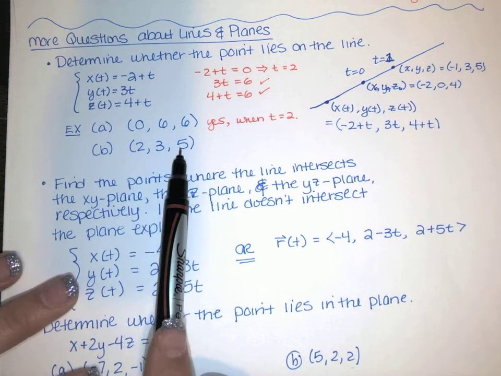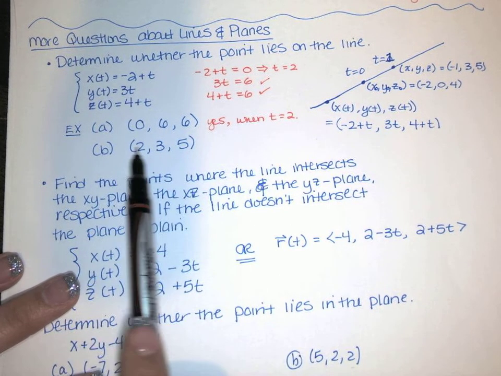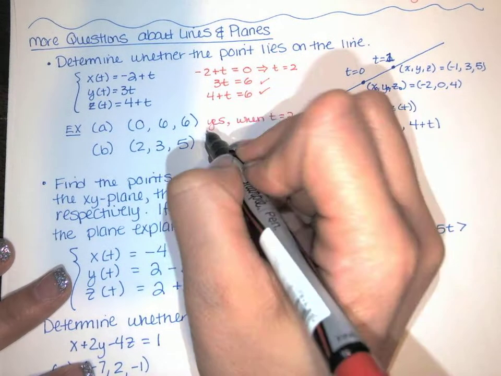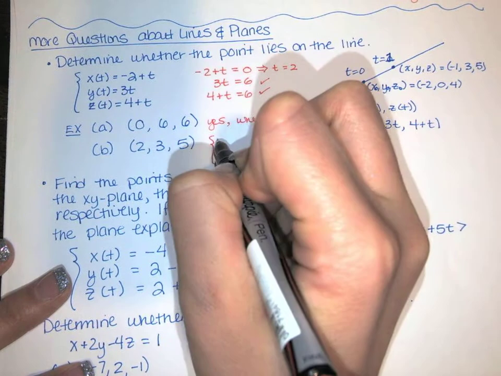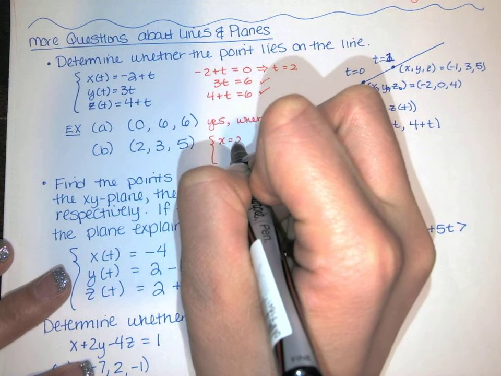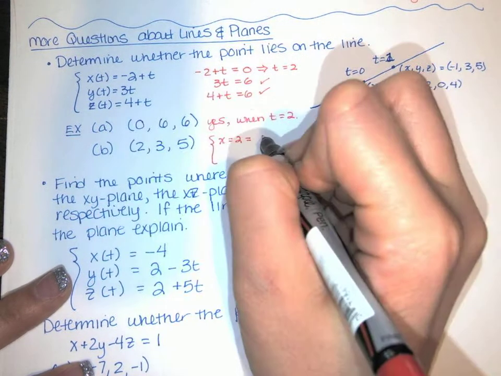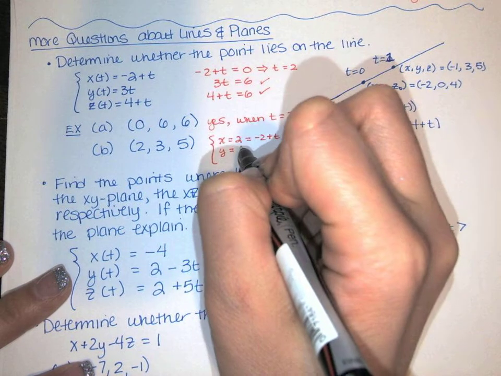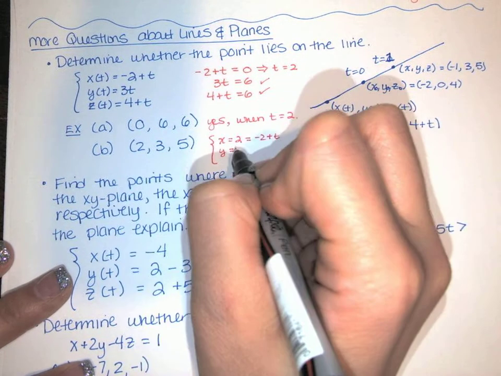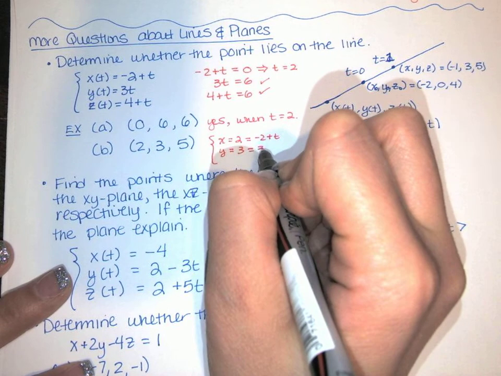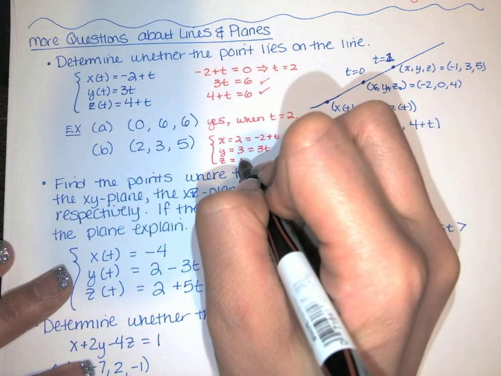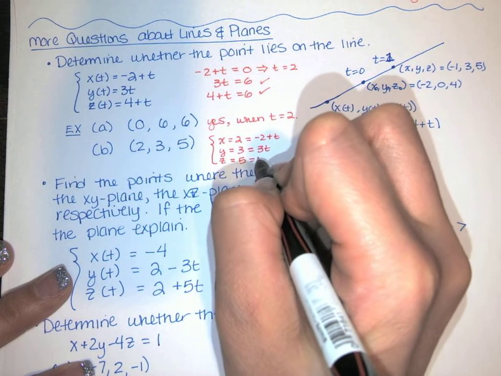Okay, so then the second question is, or same question, different point. Does this point lie on the line? We're going to do exactly the same thing. You set up a system of equations. You need the x value to be 2. So we need x to be 2, and x is negative 2 plus t. Y is 3, and that has to be 3 times t. And z is 5, and that has to be 4 plus t.